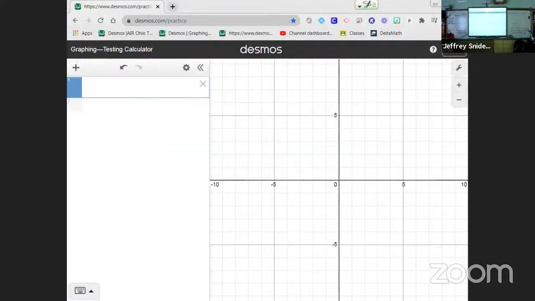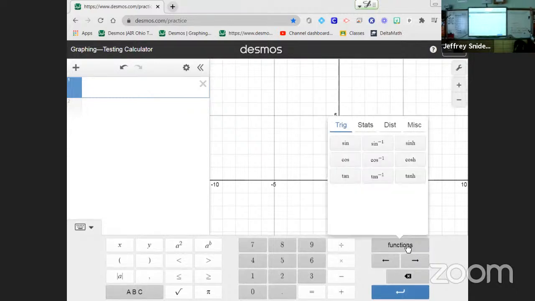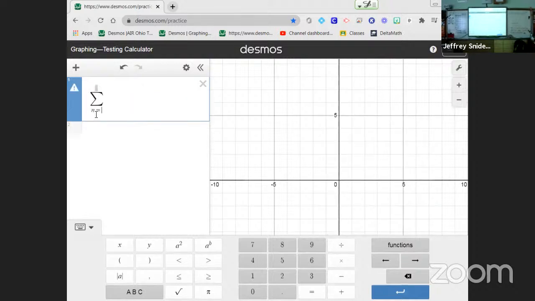Now, I'm going to have to use the online keyboard. So I'm going to come down here to this little keyboard and open it up. And I'm going to go over to this function button here and click it. And I'm going to go to miscellaneous. And down at the very bottom in the center, you will see the Greek letter sigma again. I'm going to click it. And again, I get this.